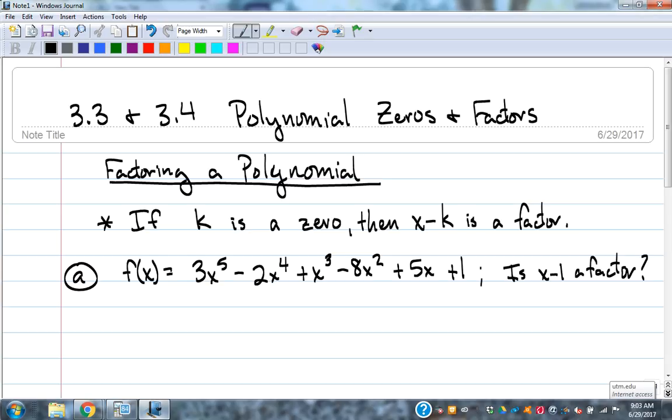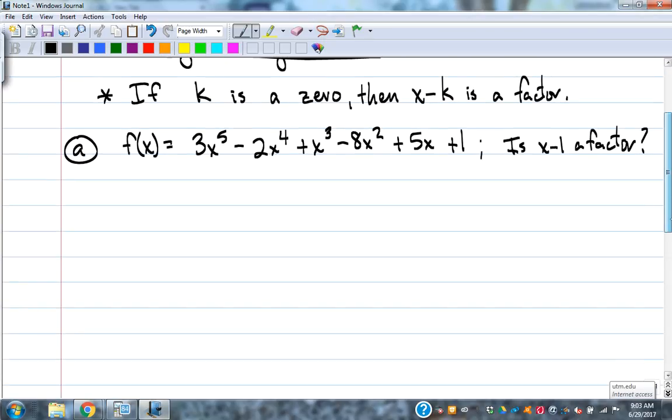So we're going to take that and we're going to build on it today. Let's start where we left off on Tuesday with this particular problem. We're not going to factor this one completely, but we're going to start with just reviewing the synthetic division process.